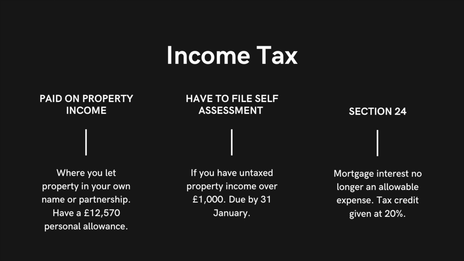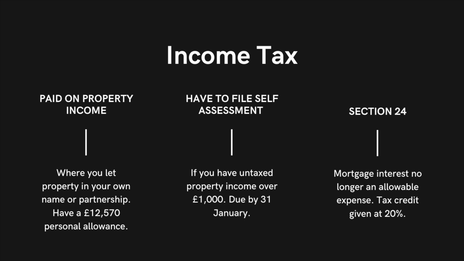Also, you do have to file your self-assessment tax return. So if you've got untaxed property income over £1,000, this is called the property income allowance. So if you've got income under this and you do not currently file a tax return, you shouldn't need to. But if you've got income over this amount, you will need to file a tax return by the 31st of January.